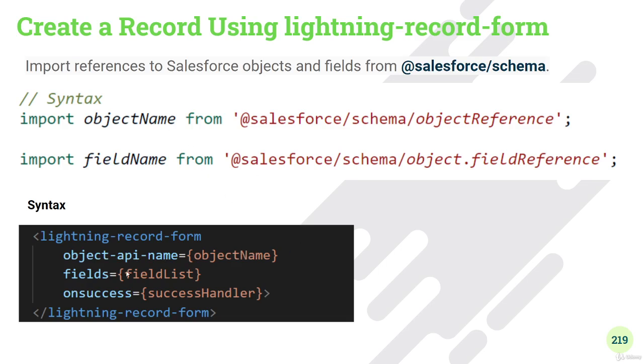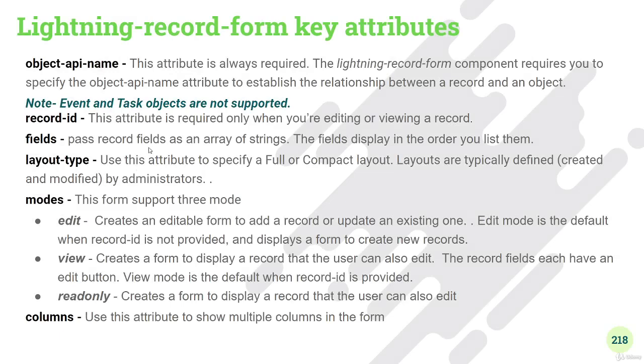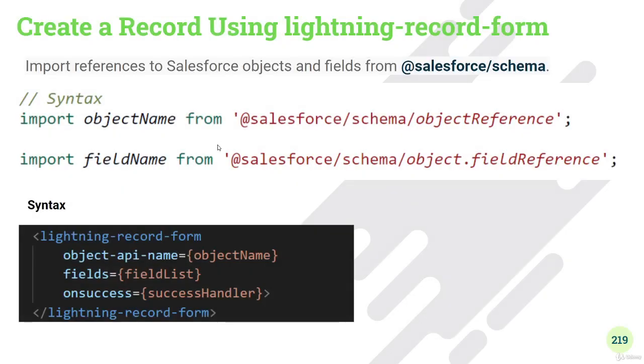Then the fields. As I showed in the previous video, fields will be passed as an array of strings. So if we imported 4 fields, we need to arrange those 4 fields in the form of an array and map it to the fields. Then there is a property onsuccess. This is only required when you want to perform some action after your record is created. So once you create or update the record, if you want to show some toast message, that time this method is required. Let's go to our VS Code and see this in a demo.